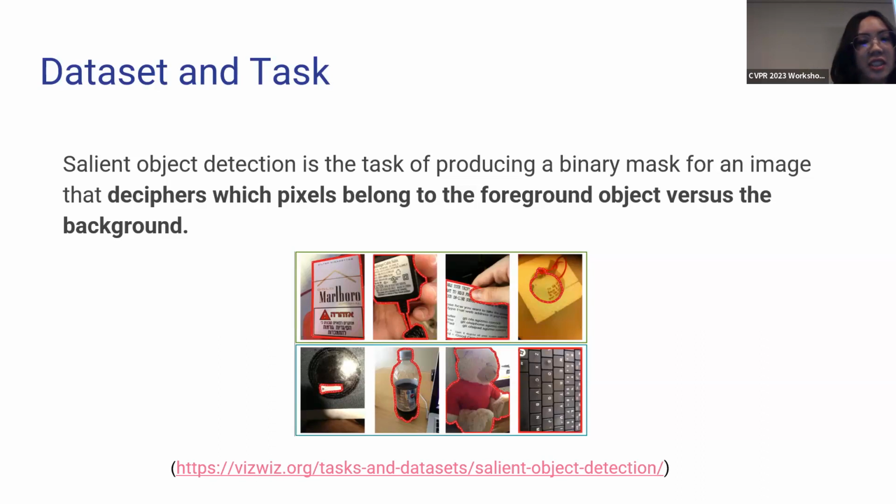Note that there is no category to the foreground objects. The objects can be anything that is identified as the foreground in the image. In this dataset, images are real-world scenario images originating from blind photographers seeking to better understand their surroundings.